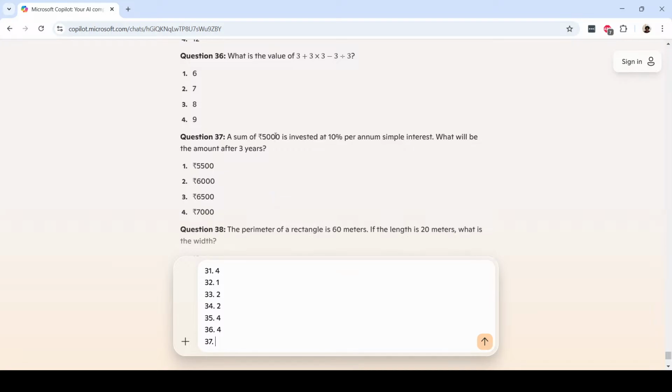A sum of 5,000 is invested at 10% per annum simple interest. What will be the amount after 3 years? So 10% simple interest, so 500 rupees is the interest per year. So 6,500.